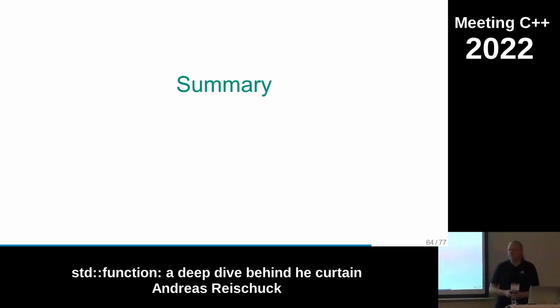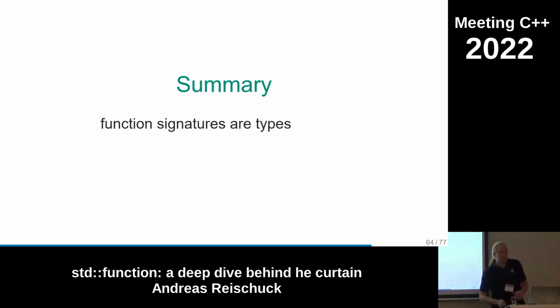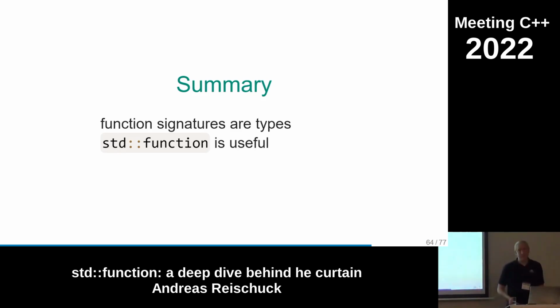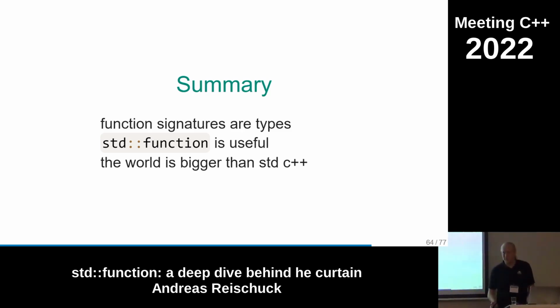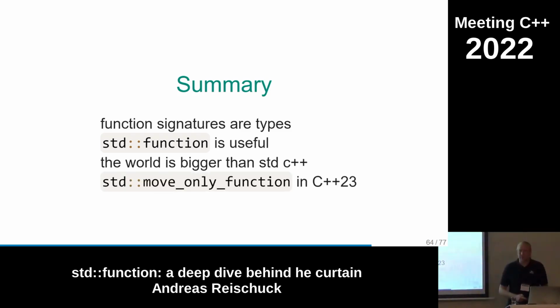So let's summarize all the extension parts. For the whole talk, again, function signatures are types. That's the main thing you should take away here, because it's also useful in different scenarios. And standard function is very useful. It has its problems, as we said in the beginning already. So the world is bigger than standard C++. You can use, for example, function 2, which implements a lot of extensions. And there's also the move-only function now in C++23.